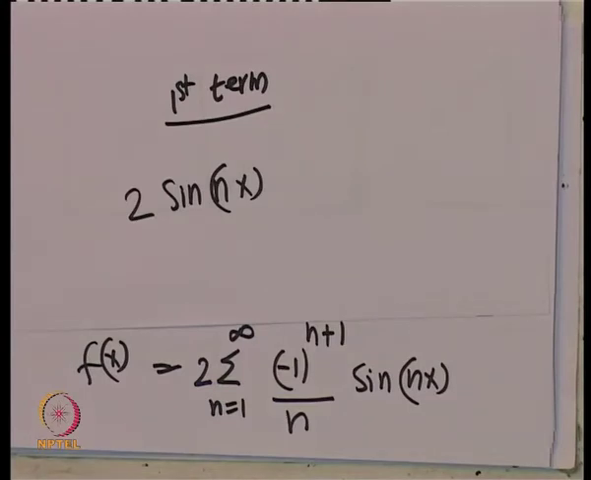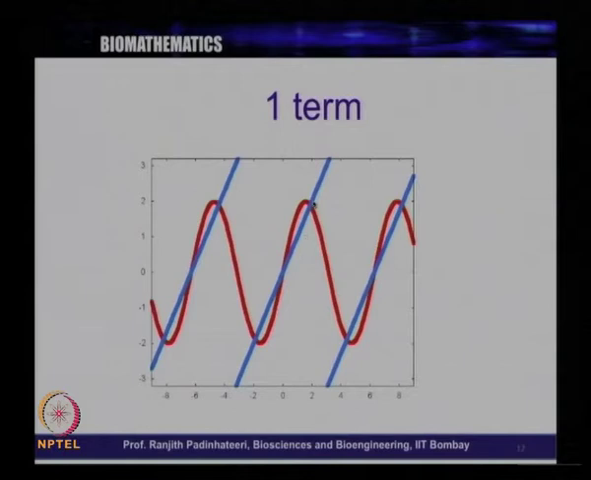So, let us plot this. If you plot this 2 sin x, you will get something like this red curve. But the sawtooth pattern will look like this, and then again fall down suddenly, then again this, again fall down. So, the blue curve is our function, but if you take the first term alone, what you get is this. So, the first term alone will not be able to represent these blue lines.